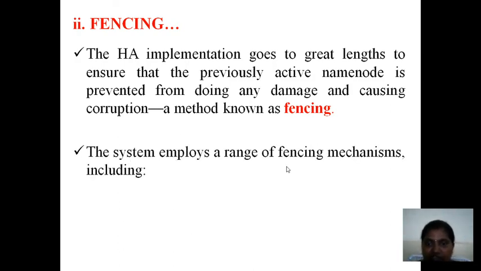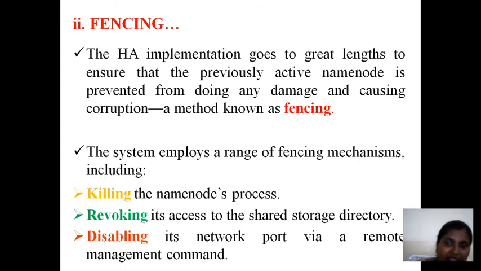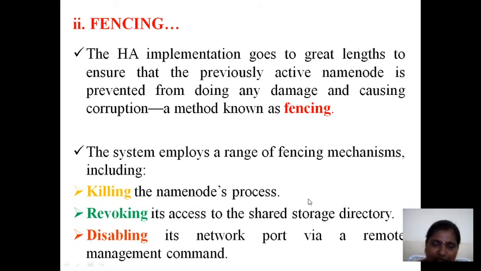The system employs a range of fencing mechanisms. What does the fencing mechanism mean? It means prevention, like killing the name node process. If it is going to give some incorrect data, we should kill it. Revoking its access after any problem. Disabling its network port via remote means, so whatever transaction is being done by the user will not be saved, because we are disabling all the network configuration.